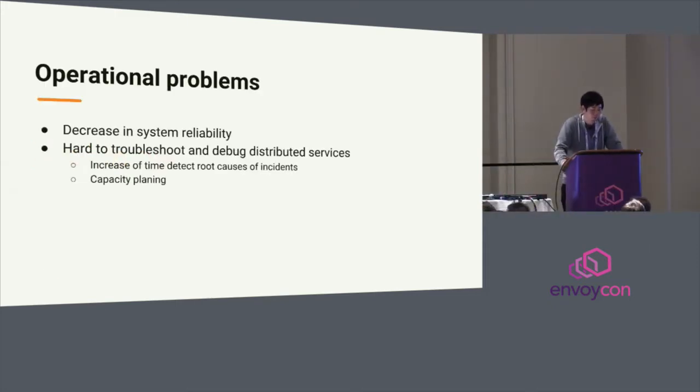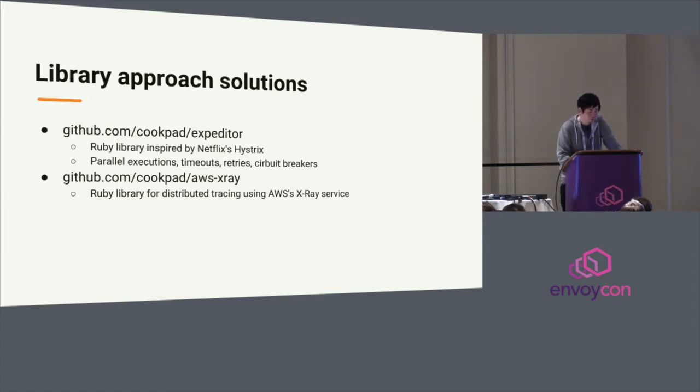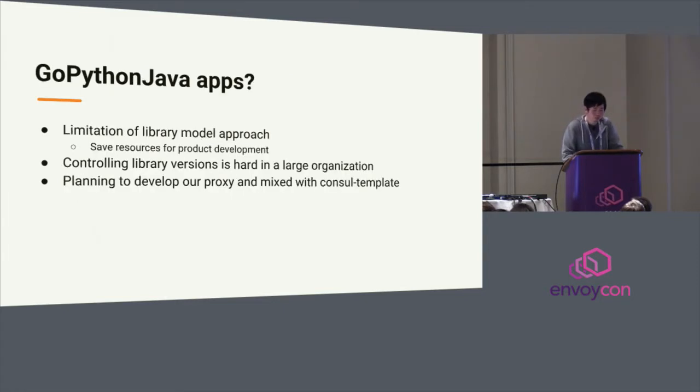Okay, let's see our problems. Those are typical problems around microservices, so you know them: system reliability problems and observability problems. So we started with a library approach at first, made a Hystrix-like library in Ruby, and made a distributed tracing library. But as you know, the library approach has limitations, and it won't work for us.